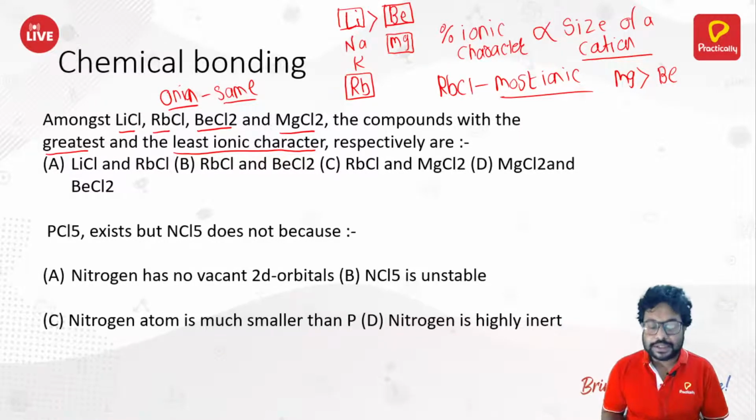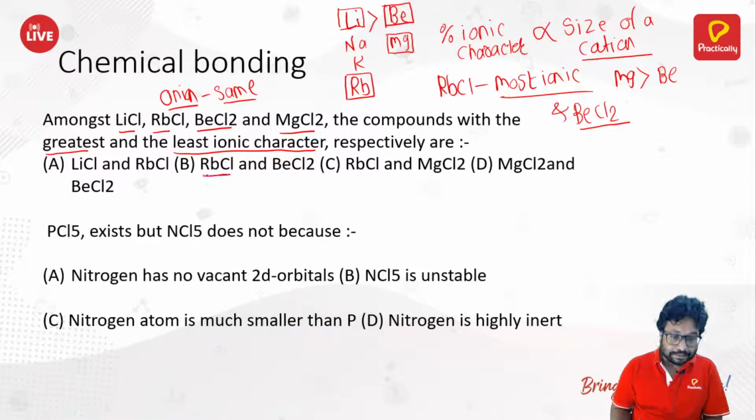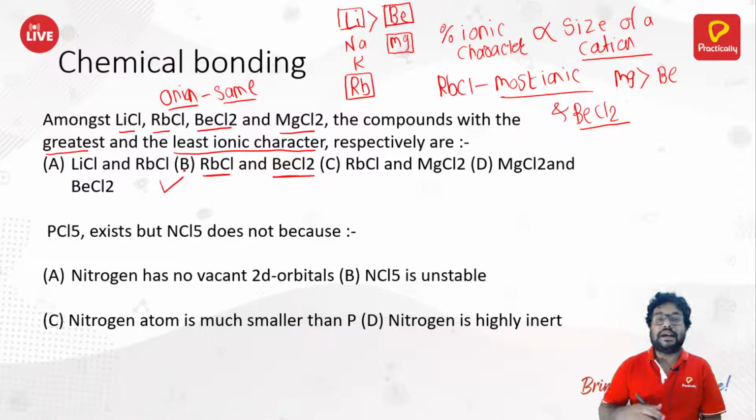If beryllium is the smallest cation, it would surely have the least ionic character. And that is why our options are RbCl and BeCl2. And that is why our answer is B, RbCl, BeCl2. That means option B is the correct answer for this. Okay. Moving ahead.